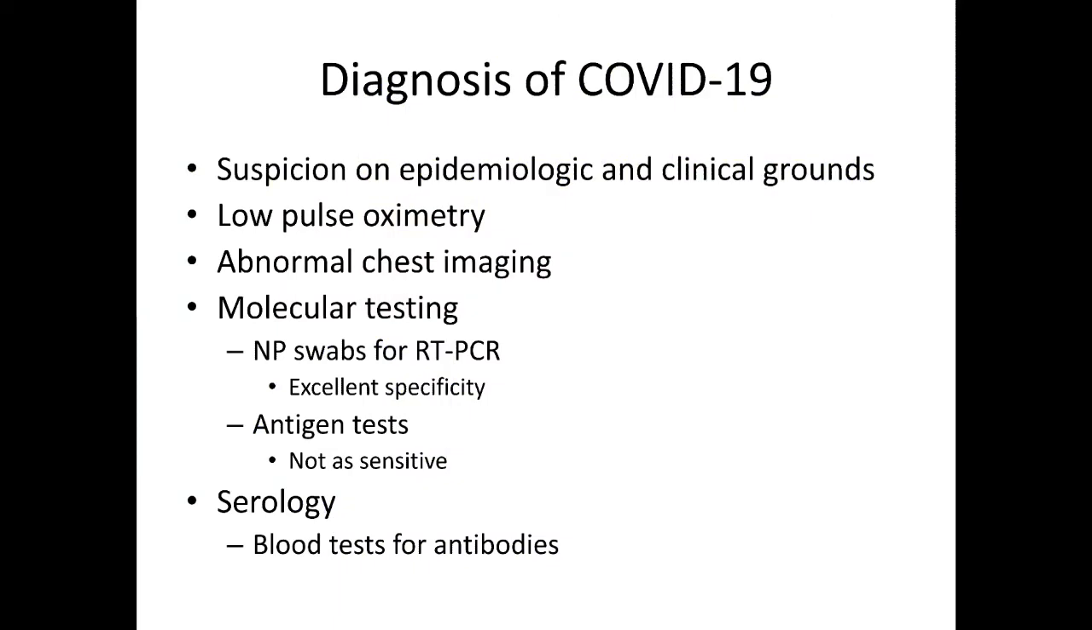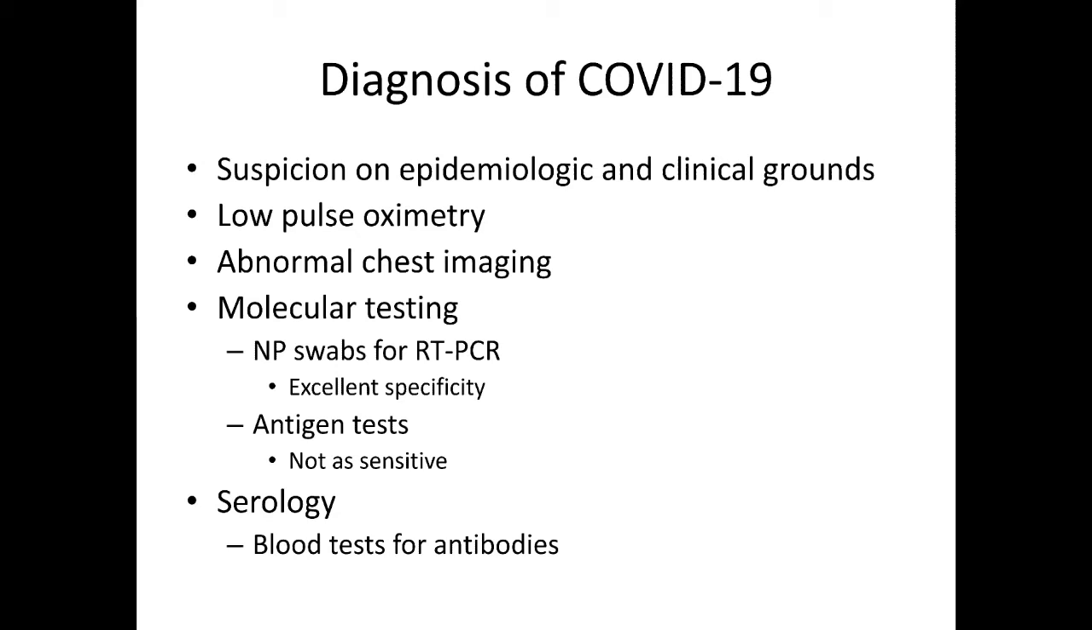You want to look at what are the epidemiologic grounds on which we may be considering the diagnosis, as well as the clinical grounds. You can do pulse oximetry. You can do chest imaging in patients whom you think may need to come into the hospital. But the gold standard is to do the molecular testing, which basically is nasopharyngeal or oropharyngeal swabs for PCR identification of viral genome. This has excellent specificity.